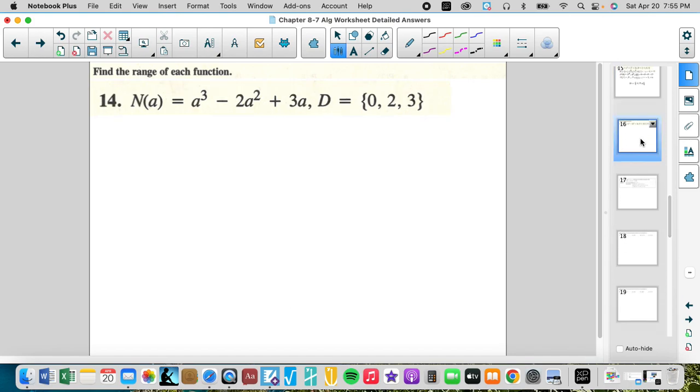I do like functions. Functions are good. But this isn't really getting too crazy.